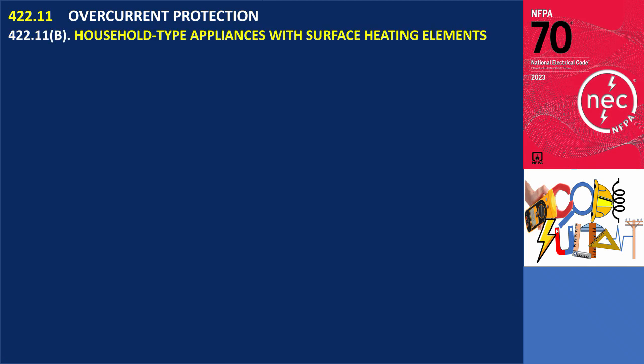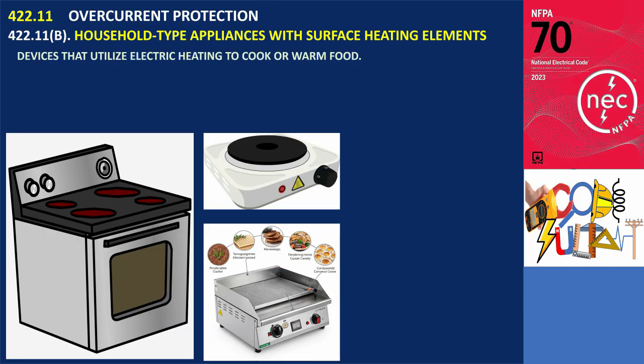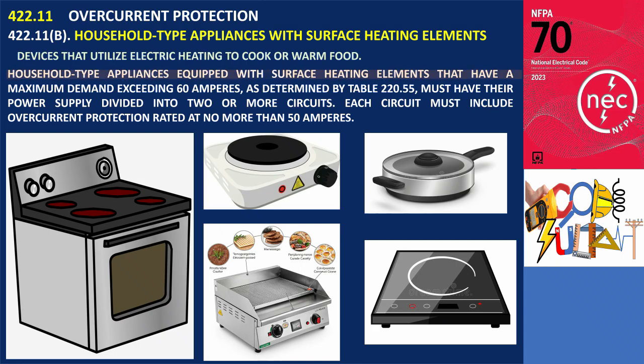Household-type appliances with surface heating elements, as specified in Section 422.11(B), typically include devices that utilize electric heating to cook or warm food. Common examples are electric stoves, hot plates, electric griddles, electric skillets, induction cooktops. As stated in Section 422.11(B), household-type appliances that have surface heating elements with a maximum demand exceeding 60 amperes, as calculated in accordance with Table 220.55, must have their power supply divided into two or more circuits. Each of these circuits must be equipped with overcurrent protection rated at no more than 50 amperes.